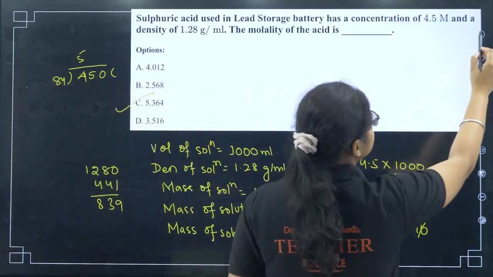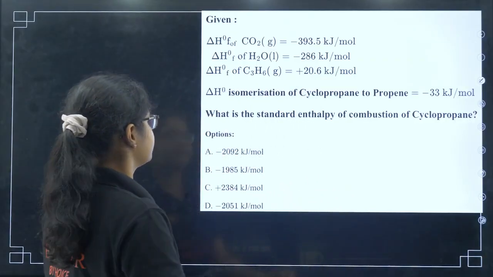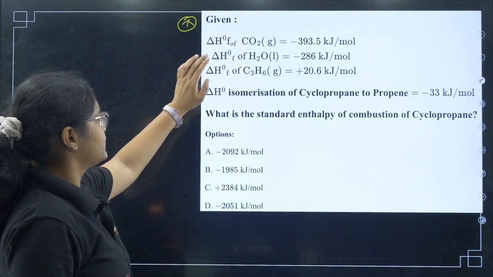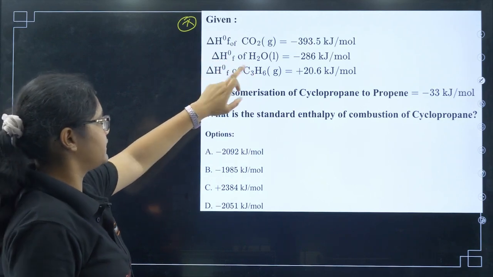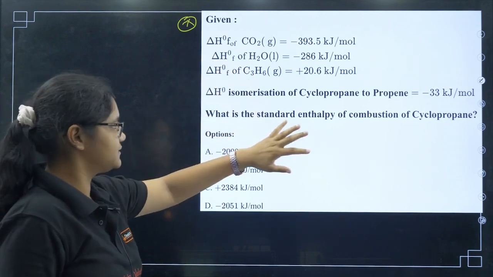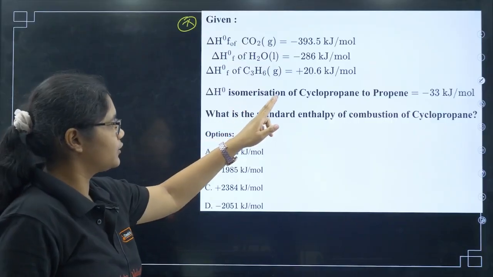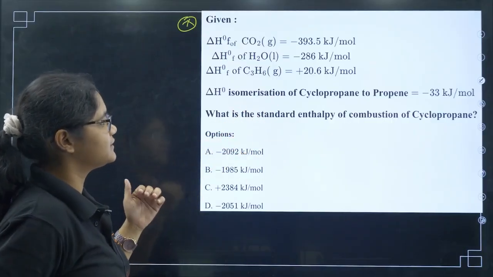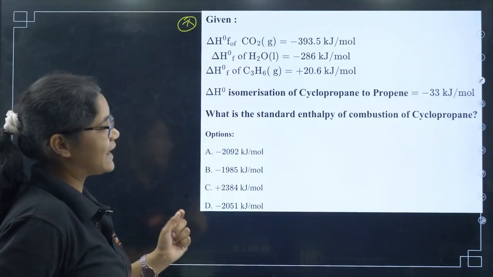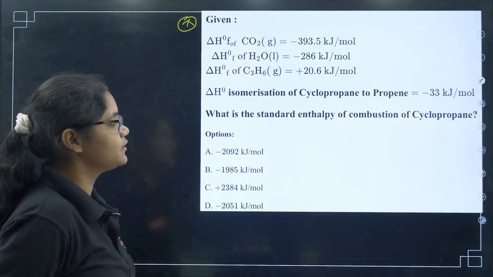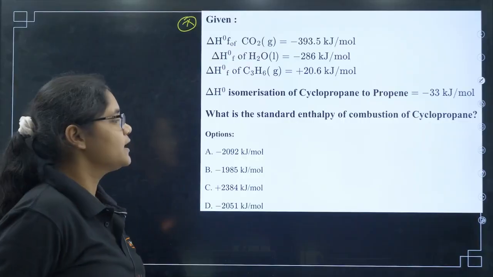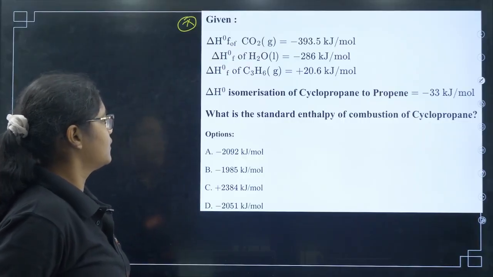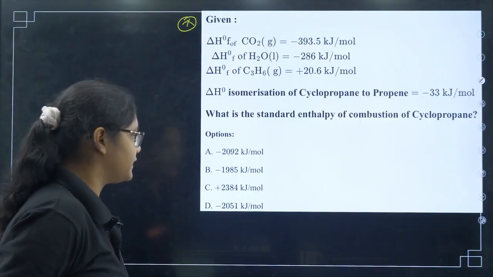Next, coming to this question, it is important and a bit tricky also. First of all, the delta H formation of CO2 is given, H2O is given, and C3H6 is given. The isomerization of cyclopropane to propene is also given, which is minus 33 kilojoule per mole. What is the standard enthalpy of combustion of cyclopropane? Okay, let's find out.